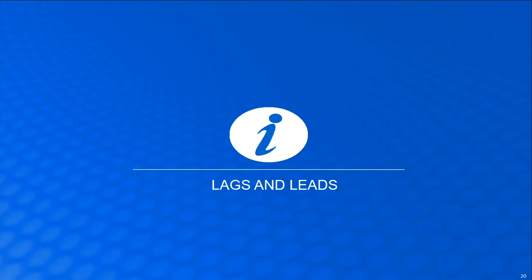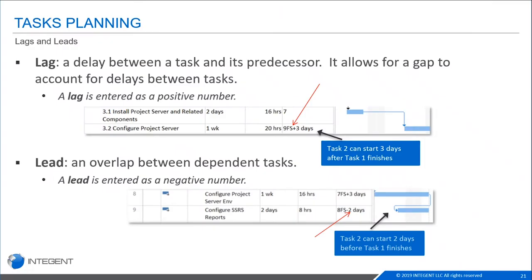So we're going to look at lag and lead time between your tasks. A lag is a delay between the task and its predecessors. Once you have established the relationship between the tasks, you've just established that dependency, you still may need there to be some time between when the second task starts and the first task finishes. So a lag allows for that gap to account for those delays between the tasks. A lag is entered as a positive number. When we jump into the schedule for some demos and some examples, I'll show you exactly how to enter that and what it looks like, both in the Gantt and in your table.